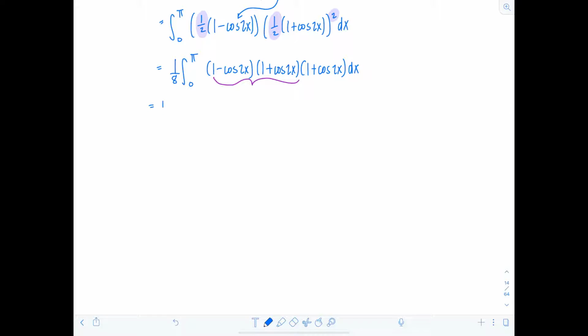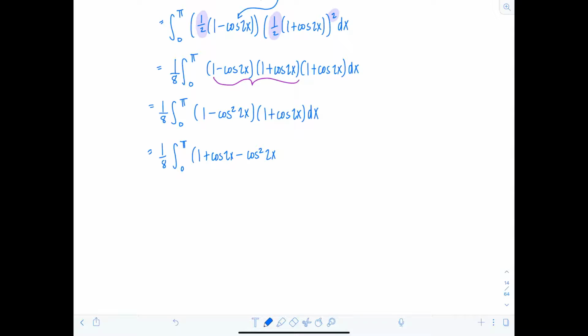So we have 1/8, 0 to pi. I'm going to have 1 minus cosine squared 2x now, and then 1 plus cosine 2x dx. Good, we're getting there. Now I still have to multiply out the remaining two factors. So I have 1/8, 0 to pi. This is going to be 1 plus cosine 2x minus cosine squared 2x minus cosine cubed 2x dx.